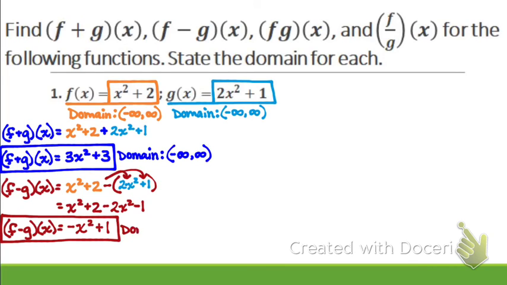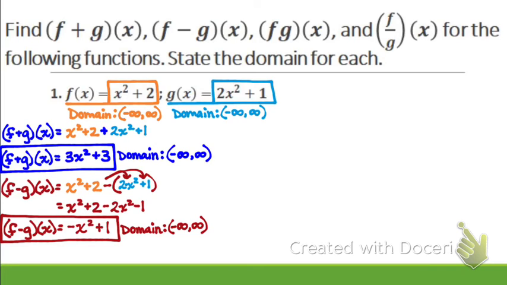What is our domain for the difference? Yes, all real numbers, negative infinity to positive infinity. Remember, for my sum, my difference, and my product, they're all going to have the same domain. So once I know the domain for one of them, I know the domain for those three.